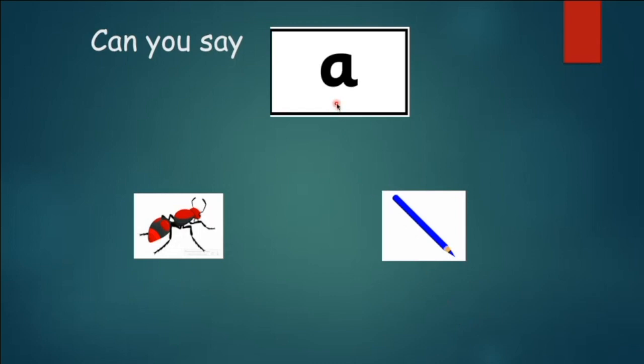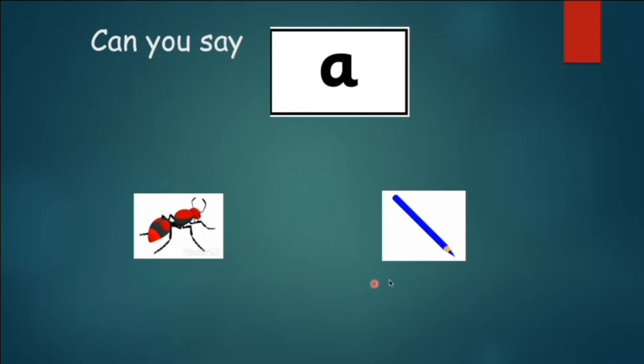We have here a letter that says A. Now let's see if the first picture has an A sound. What is this picture? This is ant. What are the sounds for the word ant? We have a, t. Now, do you hear the a sound from the word ant? Yes, the word ant has an a sound.